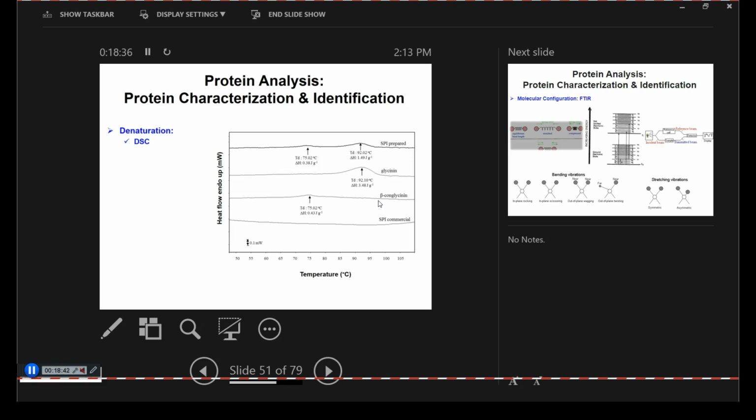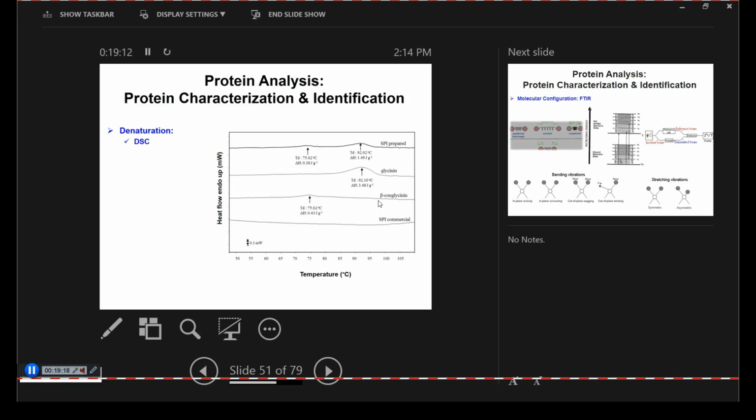And the area under the curve, again, is the delta H, which is the change in enthalpy. Okay, so here's an example where we have used it. It's been published from a journal article. We looked at a commercial soy protein isolate and a soy protein isolate we prepared in the lab. And we were looking at the functionality of these proteins and the selectivity of certain enzymes on hydrolyzing these proteins and subunits within these proteins.